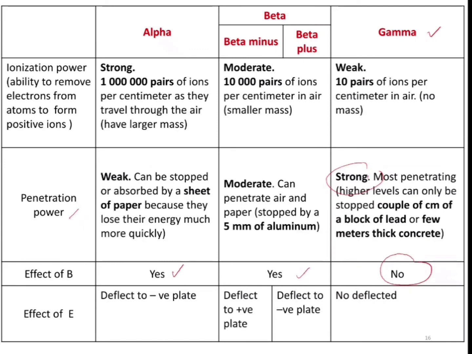Okay, then for deflection in the electric field, E for electric field. There is deflection to the negative plate for alpha. Beta plus and beta minus also have deflection: beta plus is positively charged, so it is attracted to the negative plate, and beta minus is attracted to the positive plate. Then for gamma, there is no effect by the electric field. So no deflection because it has no charge.